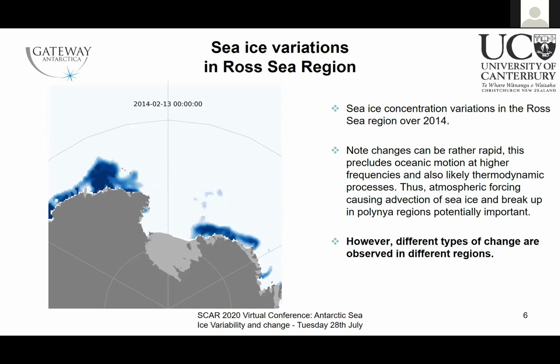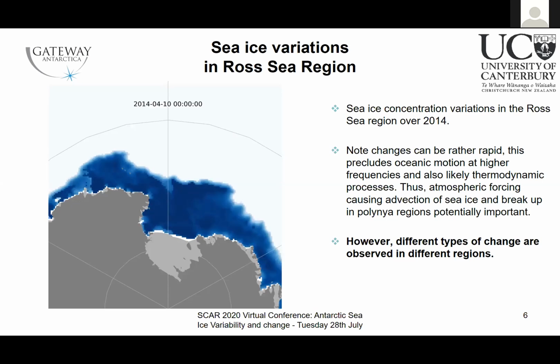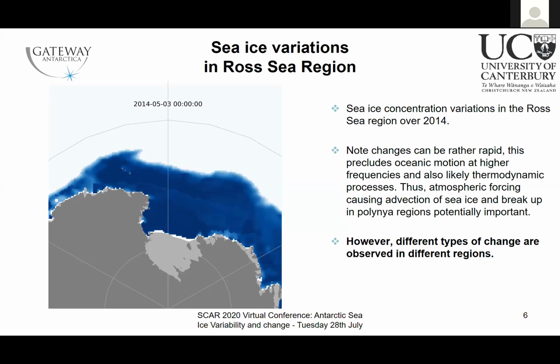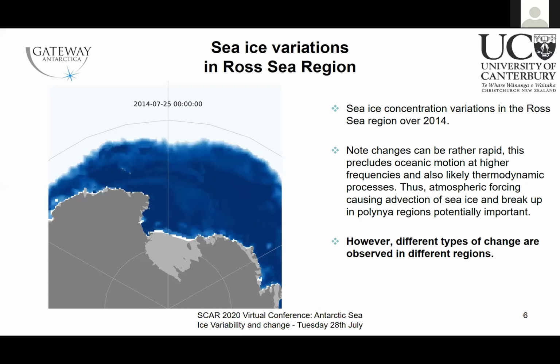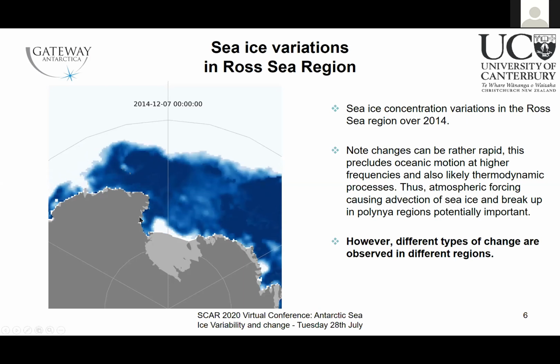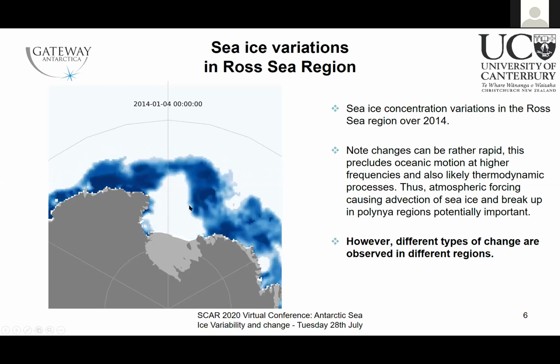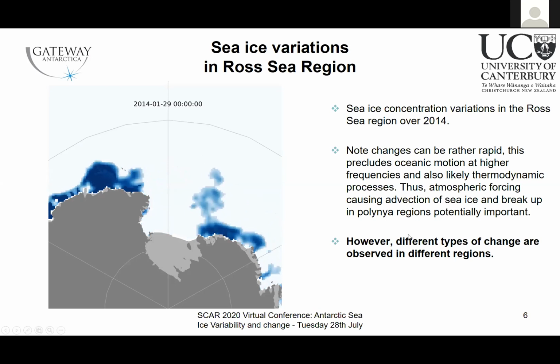So this is just a little movie of the sea ice concentration variations in the Ross Sea region. A lot of the variations are rather rapid, and that probably precludes oceanic motion for some of the higher frequency stuff, and also likely some thermodynamic processes. So atmospheric forcing's important, and I'll highlight this little region here, where the Ross Sea polynya is, and also the Terra Nova Bay polynya. And you can see quite rapid changes and some bursts of sea ice being changed.